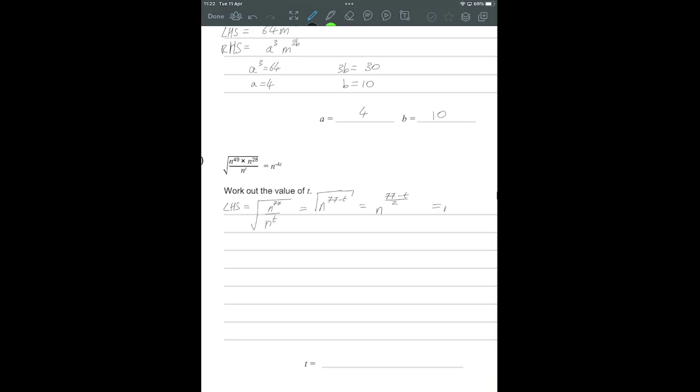And we know that that is equal to n to negative 4t. So 77 minus t over 2 equals negative 4t. Simplifying that, I'm going to multiply up by 2 first. I don't like having fractions if I can help it. Add on a t. I'm particularly happy because there's so many 7s about, and t comes out as negative 11.